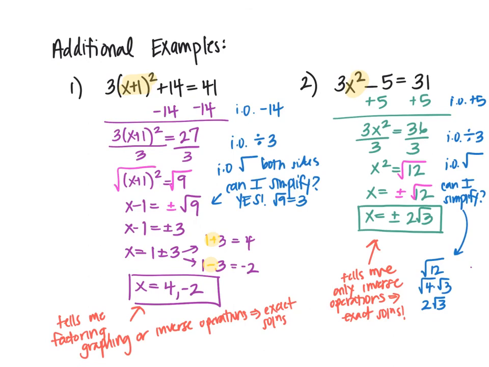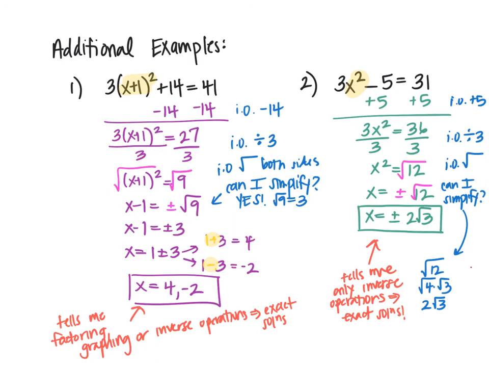Pause the video to practice, and then unpause to check your solutions. Okay, for additional example number 1, you should have gotten 4 and negative 2. Notice square root of 9 is a perfect square, so you would have to keep going and simplify it down to 3, and then we can get our two solutions of 4 and negative 2. Looking at my answers, 4 and negative 2, they are rational, which means there's no messy decimals. It tells me that I could have factored, graphed, or used inverse operations to get an exact solution.